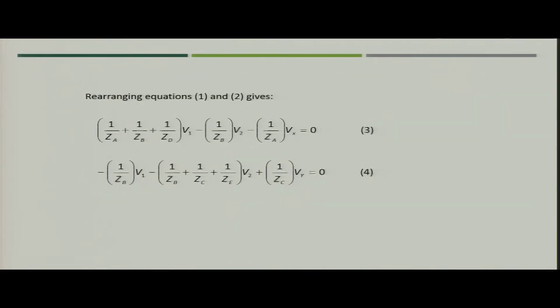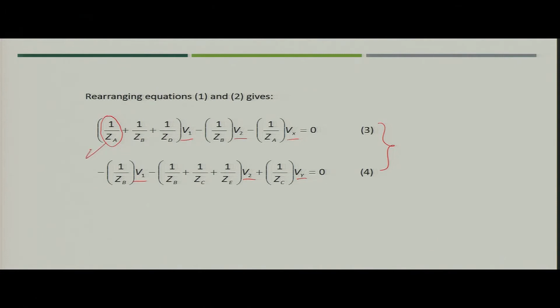Now, what you can do is rearrange all the variables: put V1 together, V2 together, and Vx and Vy in both of the equations. If you know the values of ZA, ZB, ZC, ZD and ZE, you can simply put in the values and it will be a very simple equation. Sometimes it is difficult to write in this form. What can you alternatively do?